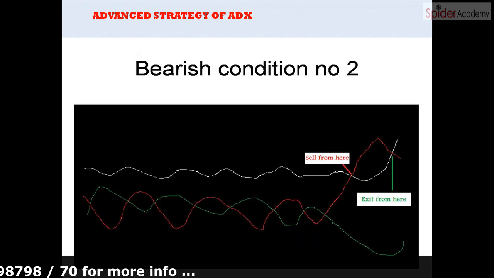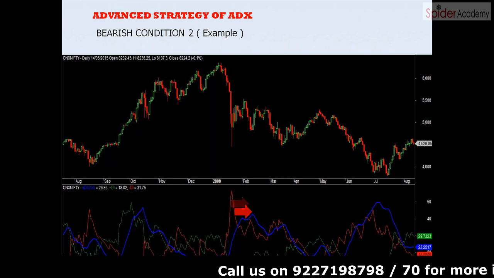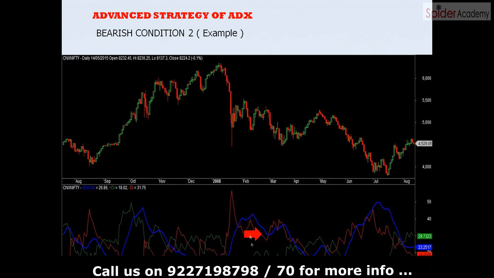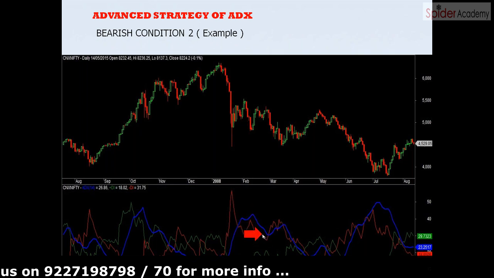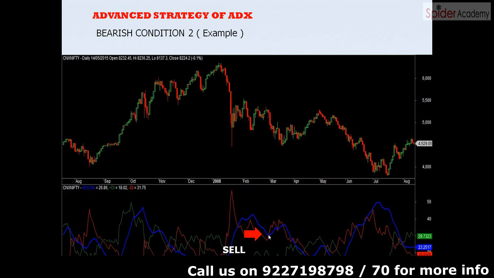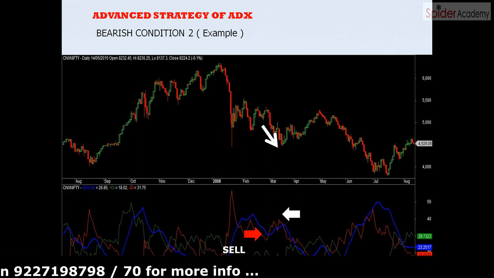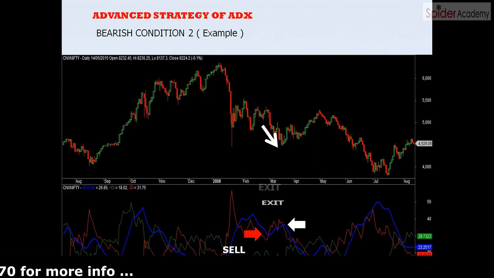I think now it is getting a little bit repetitive, so we'll go directly to the example. See over here, red is above green, negative is above positive. What happens? The ADX line cuts the red one over here. We get a sell signal. How much? A short sell signal. And again, when it cuts the red one, it's the exit signal.